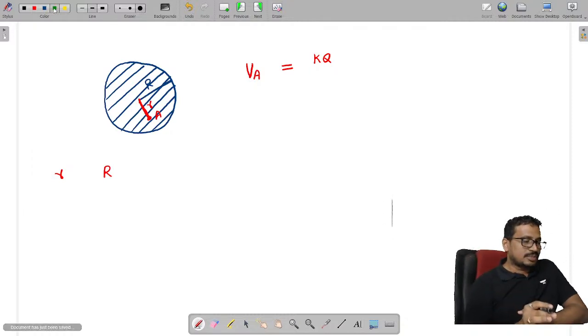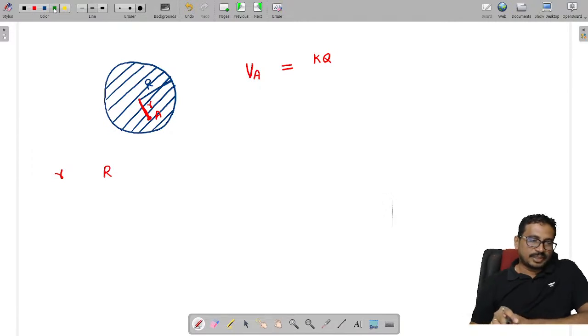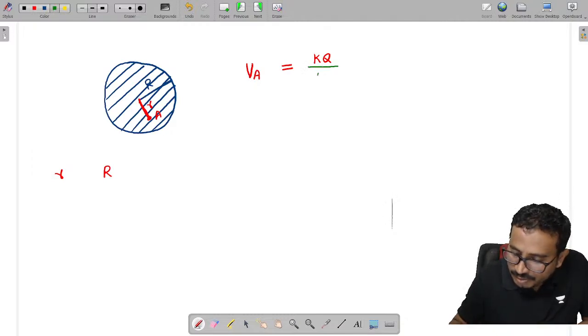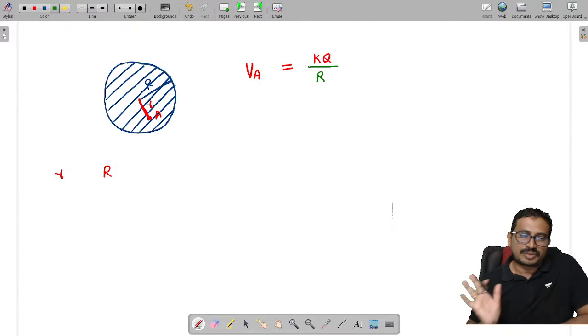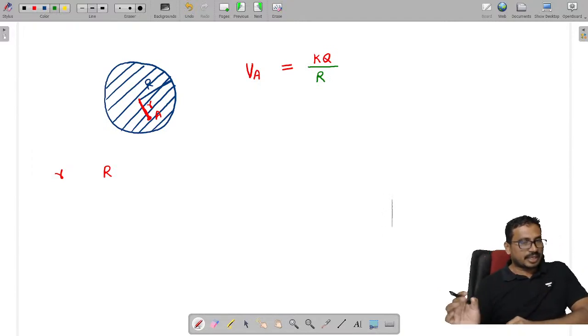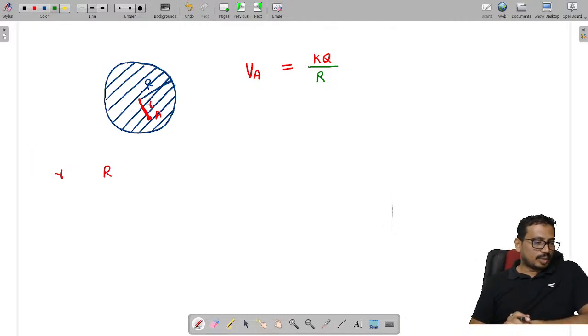Whether small r is bigger or capital R is bigger, you tell me. Capital R. So that's why in the denominator you can write capital R. That's all. Capital R value bada hai. So then write the capital R. Okay.